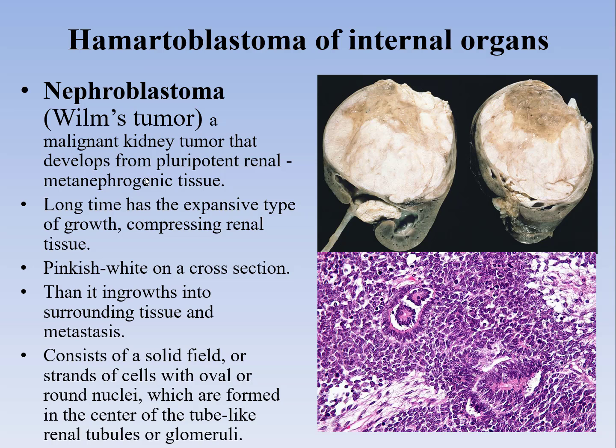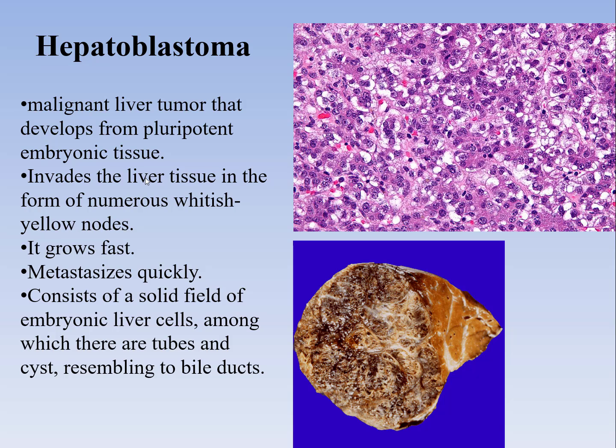It consists of solid fields of strands of cells with oval or round nuclei, which form in the center of tube-like renal tubules or glomeruli. Hepatoblastoma is a malignant liver tumor that develops from pluripotent embryonic tissue. It invades the liver tissue in the form of numerous whitish yellow nodes. It grows fast and metastasizes quickly. It consists of solid fields of embryonic liver cells, among which there are tubes and cysts resembling bile ducts.